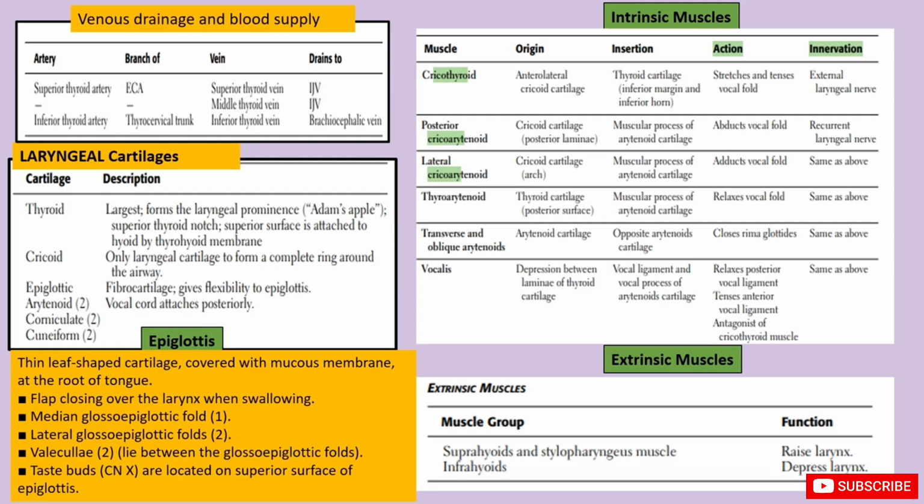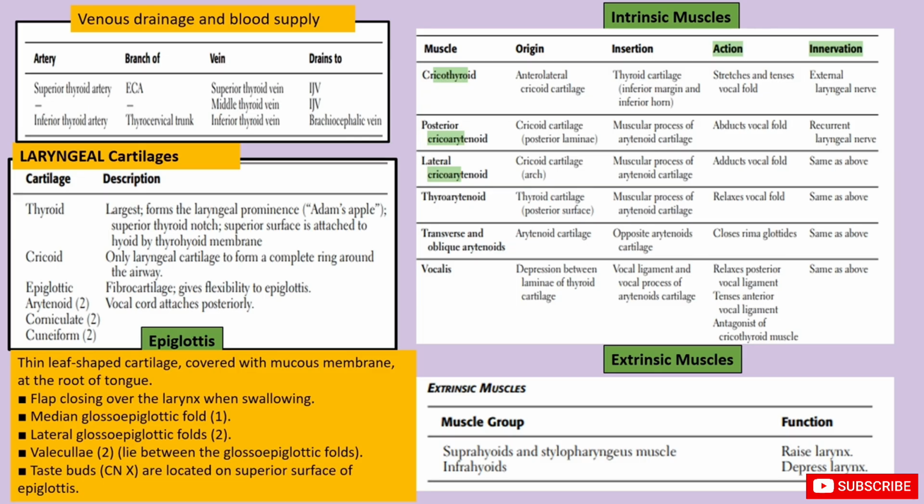Now let us talk about the larynx. The larynx is responsible for voice production, and these are the cartilages that we have in the larynx: thyroid, cricoid, epiglottis, arytenoid, corniculate, and cuneiform. Out of 6, 3 are paired and 3 are unpaired. Thyroid cartilage is the largest cartilage and forms the Adam's apple, which is more clearly visible in males. Cricoid cartilage is the only cartilage that forms a complete ring around the airway. All the other cartilages are C-shaped, but cricoid is a complete ring around the airway.